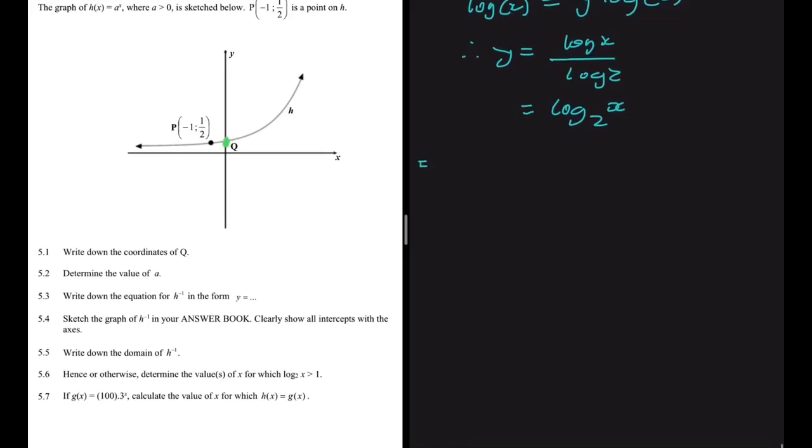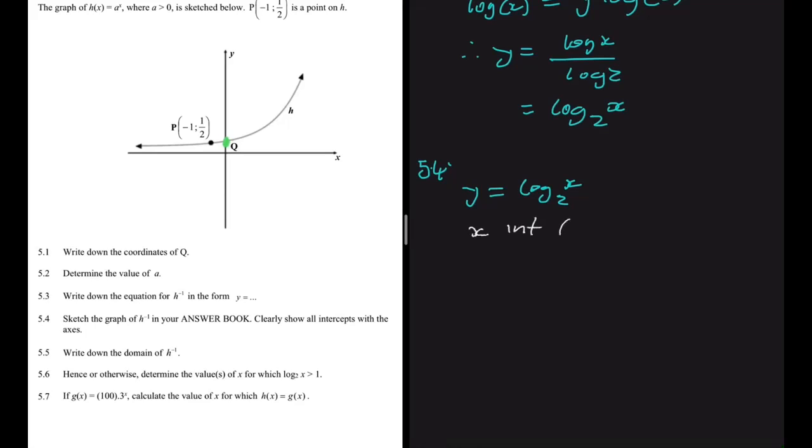Let's move to 5.4. 5.4 is saying let's sketch the graph of h inverse in your answer book. Clearly show all intercepts with the axes. So to sketch a graph, we don't need much, right? You need to know the general shape of the graph and the intercepts. We have y equal to log of x base 2. For this graph we're going to sketch, we cannot have a y-intercept because log of 0 is not defined, right? We could only have the x-intercept. So let's go ahead and find the x-intercept, right?